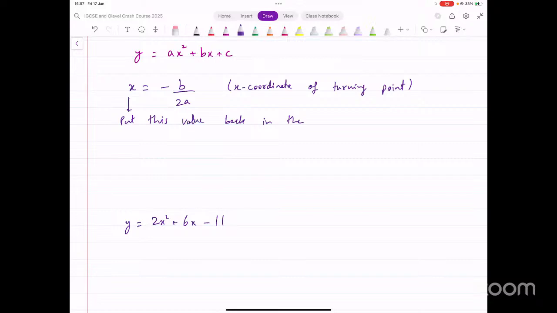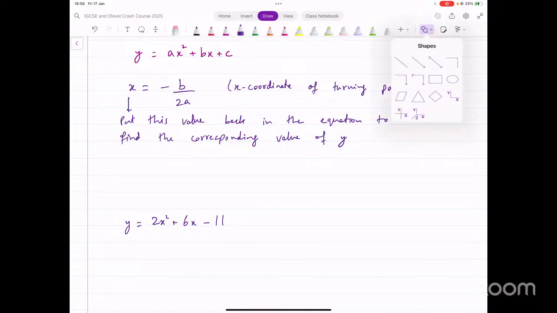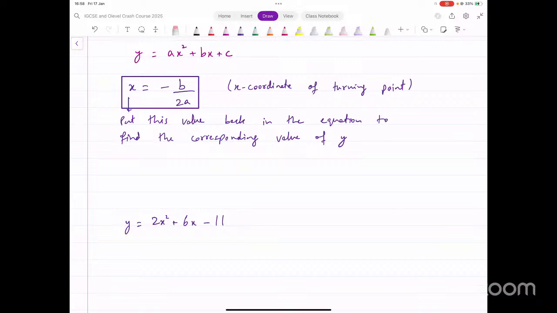Put this value back in the equation to find the corresponding value of y. Now, this is a formula that's going to come really handy to find the turning point. So you should memorize this: x equals minus b over 2a. I'll show you where this comes from in a moment to help you understand this better and also remember this more easily. But this is a formula that we can use directly, minus b over 2a.